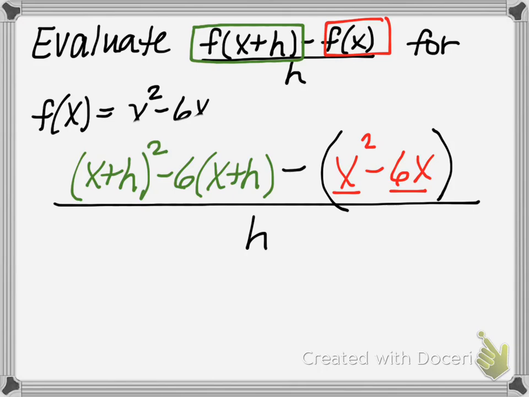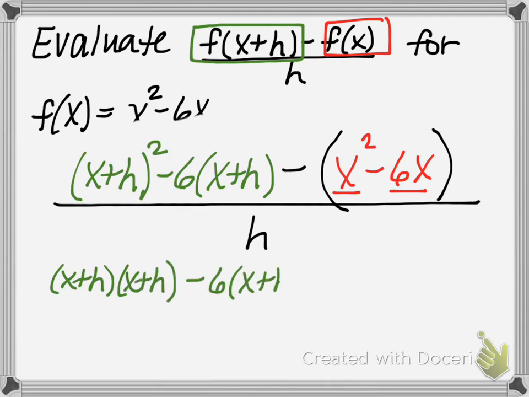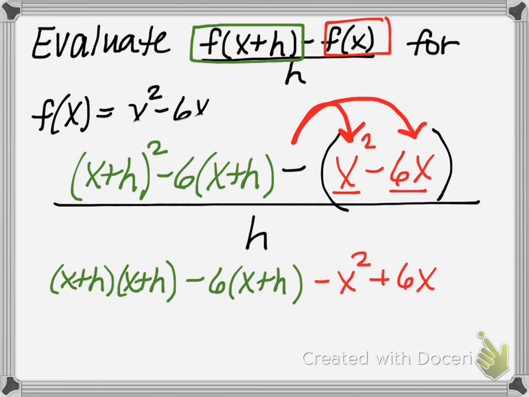Now the rest of this is just some algebraic simplification. We're going to multiply x plus h times x plus h. Then we'll distribute the negative 6. And then we will also distribute this negative. So treating that like a negative 1, we'll have a negative x squared and a positive 6x, all divided by h.